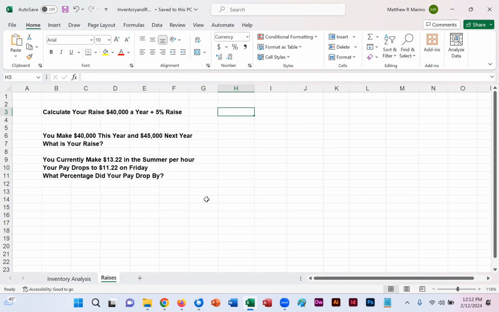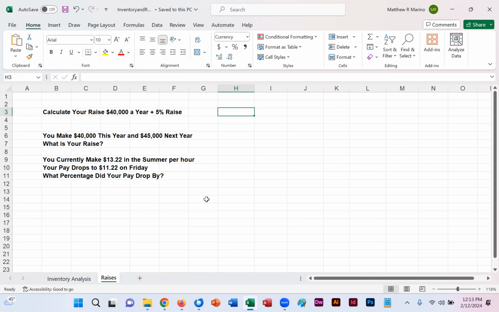First, we're asked to calculate the raise if you have $40,000 a year plus a 5% raise, to find out your new salary. The second question asked us, what is the raise if you go from $40,000 this year to $45,000 next year? And then the last question asked us to calculate the percentage in our drop in pay. Some places they'll pay you more in the summer than they do the rest of the year. So in that example, it says you're currently making $13.22 in the summer, but your pay drops to $11.22 on Friday. What percentage did your pay drop by?